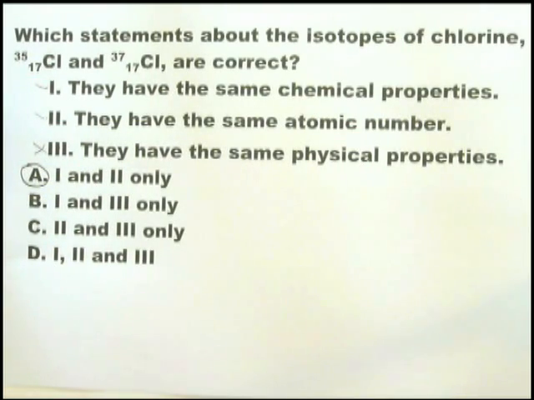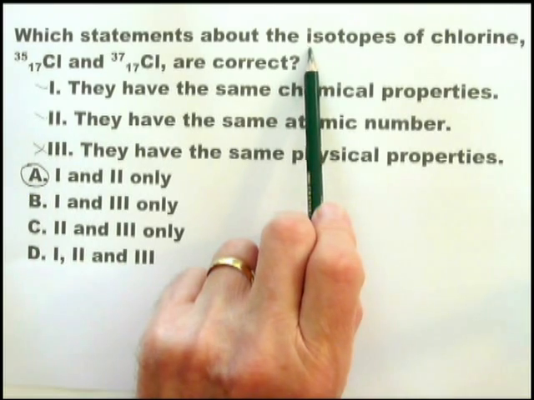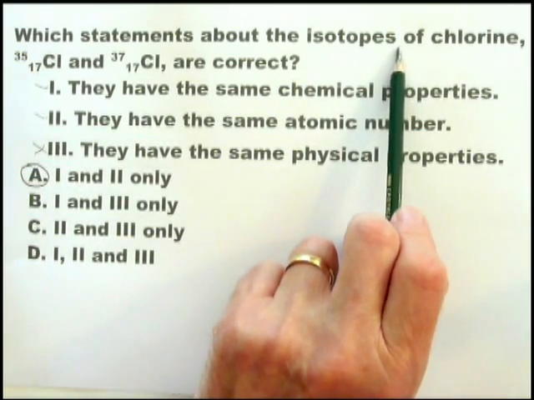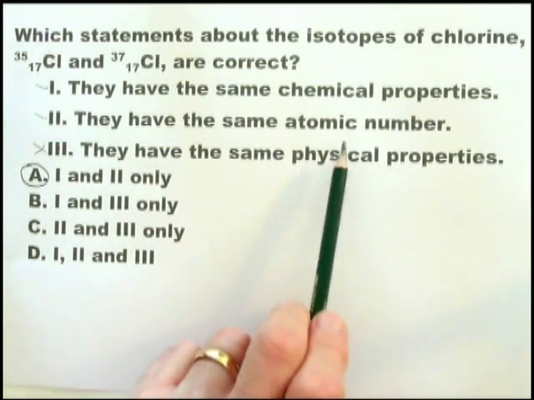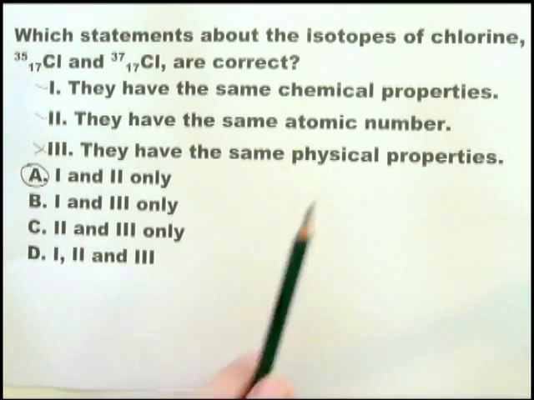So again, one of those questions where there are 2 ways of getting to the same answer, but you must know the basic characteristics of isotopes of the elements. They have the same chemical properties, same atomic number, different physical properties.